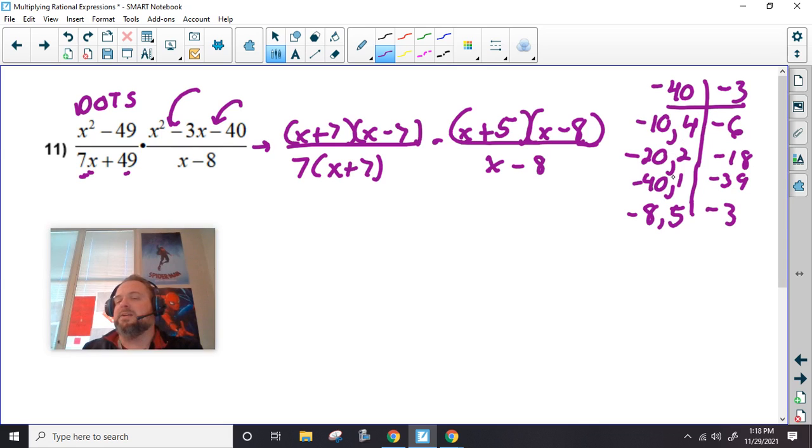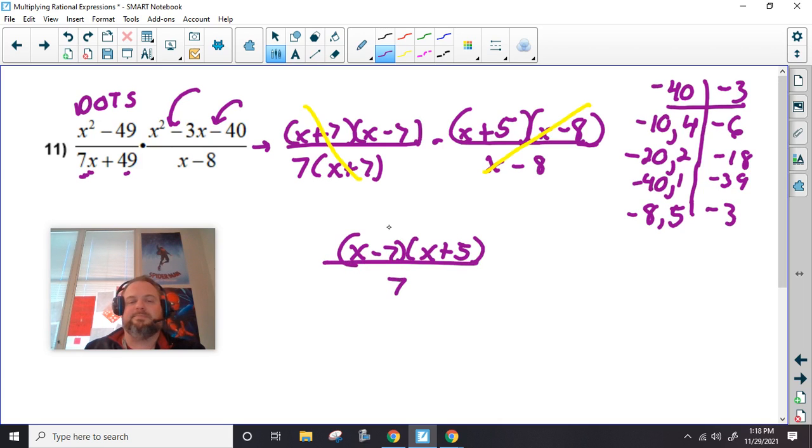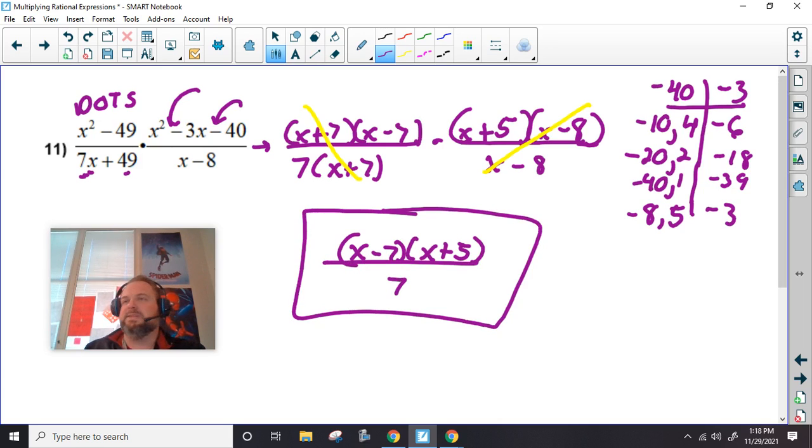So I listed all the factors. I knew that the bigger number was going to be negative, so I made all the bigger numbers negative. And then, all right. Now, ready? Pew, pew. Ta-da!